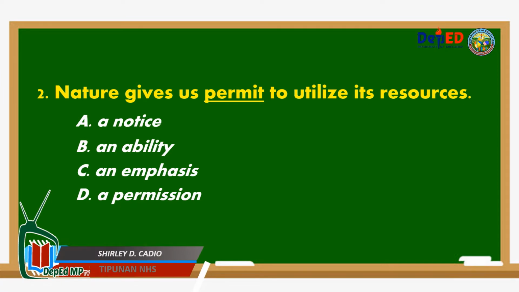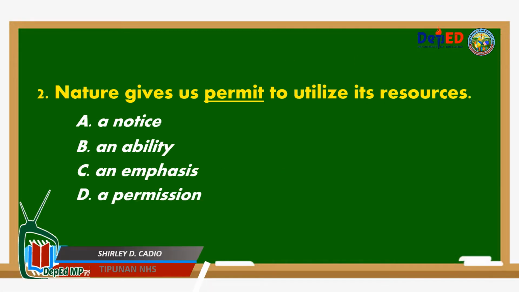Number 2. Nature gives us permit to utilize its resources. The underlined word is permit. What is the meaning of the word permit? Letter A, a notice. B, an ability. C, an emphasis. Or D, a permission.